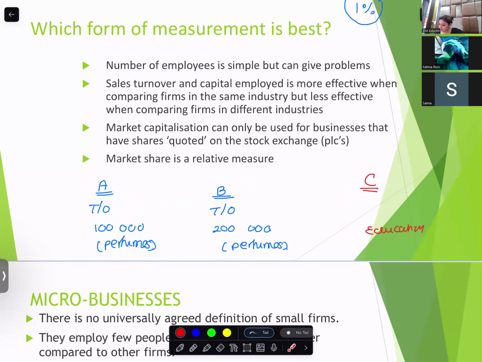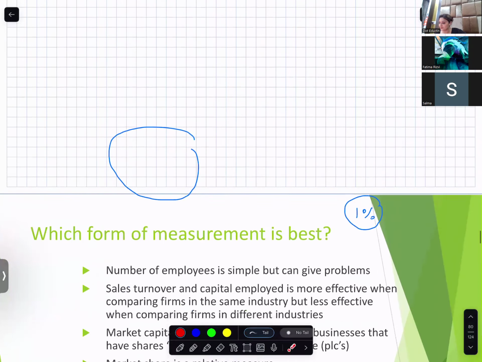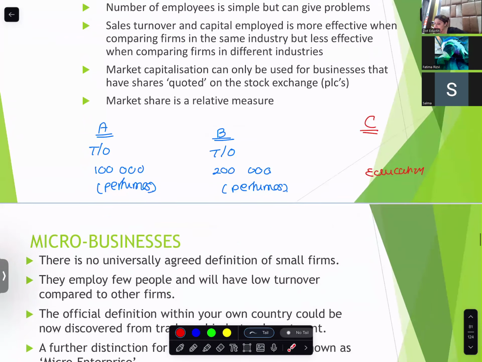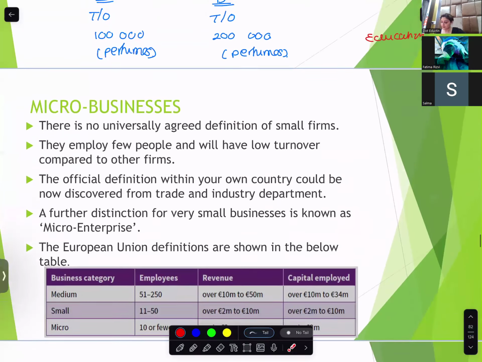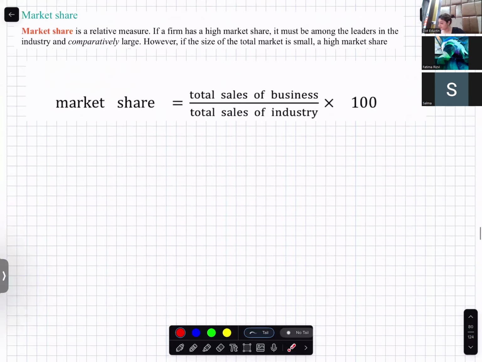Market capitalization can be used for businesses on stock exchange. That means how many shares they have issued in the market. So this can be only done for such industries. And the market share that you have is a relative measure you can see depending on what happens. Are you with me? Yes, miss. Okay, fine. So this is measuring the size of the business.